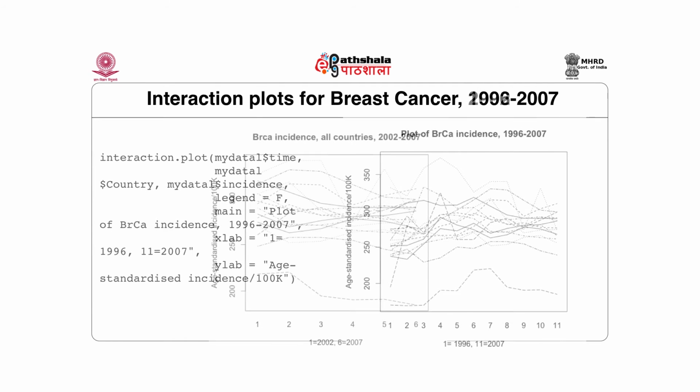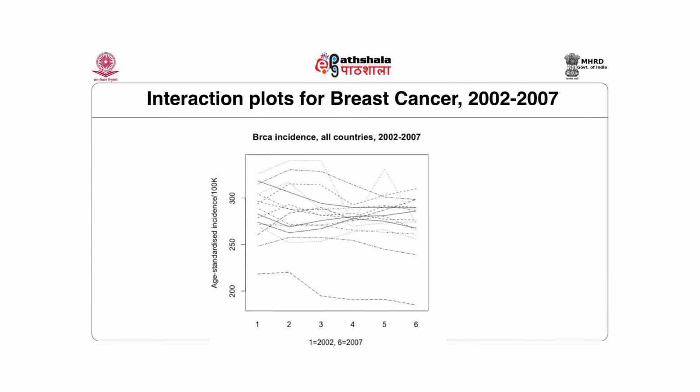Likewise, we can plot interaction plots for the years 2002 to 2007, because that is the year range in which we are interested. Following the decline of usage of hormone replacement therapy in 2001, we would like to see to what extent there has been a corresponding decline or change in the pattern of the incidence rates of breast cancer as well.